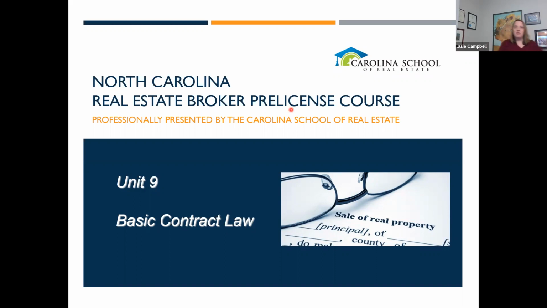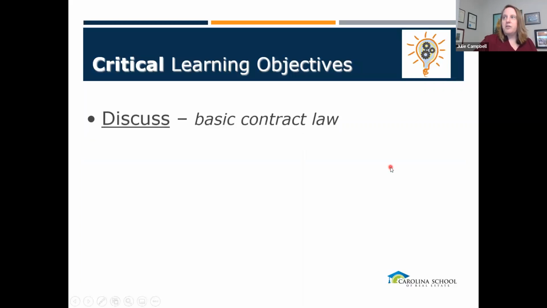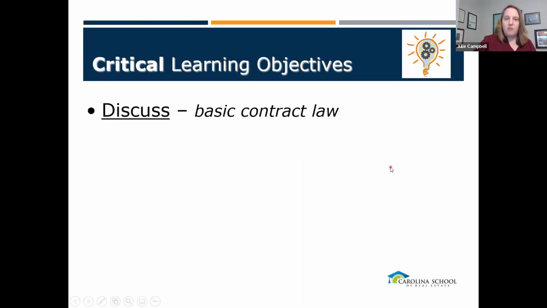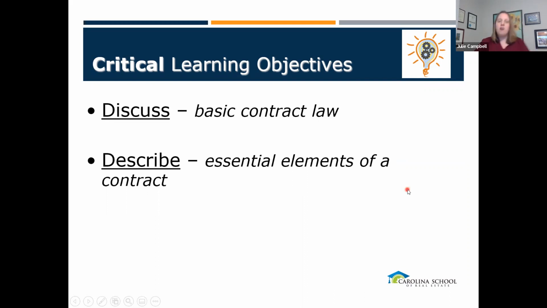So you understand what they go through in law school and what we're going through in real estate school. Everybody kind of see that difference? So we're getting the basics of it, understanding we're not going to be lawyers when we're done. So in Unit 9, we're going to discuss our basic contract law. We're going to talk about the essential elements of a valid contract.